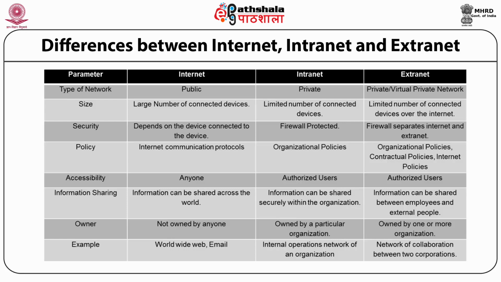When you talk about the internet, information can be shared across the globe. Under the intranet, information can be shared within the organization. And when we talk about the extranet, information can be shared between employees and external people. When we talk about the internet, it is not owned by anyone. Intranet is owned by a particular organization, as all the information and data flow is within the organization, so the organization holds the ownership. Extranet is owned by one or more organizations. The examples of the internet are World Wide Web and email. Intranet is the internal operations network of an organization, and extranet is the network of collaboration between two corporations.